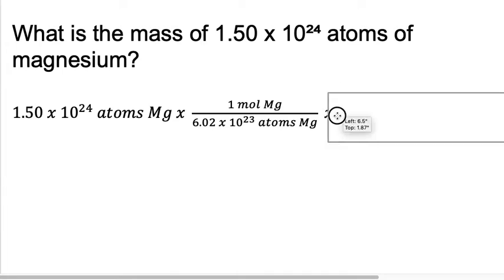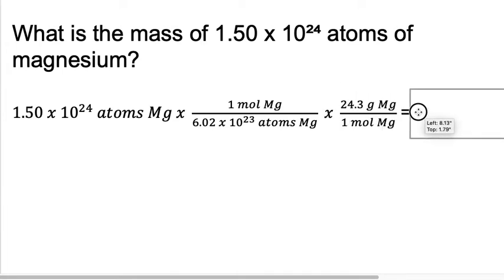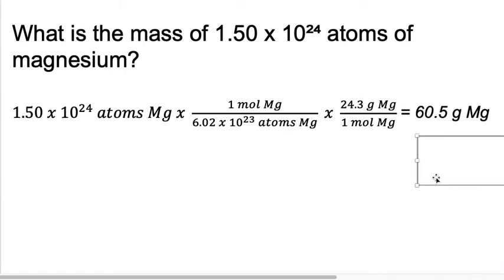I'll find magnesium on the periodic table. I find out that it has a molar mass of 24.3 grams per every 1 mole. So I set it up like that. The units cancel out from top to bottom, and I'm going to be left with grams of magnesium. Punch that into my calculator, and I get 60.5 grams of magnesium.